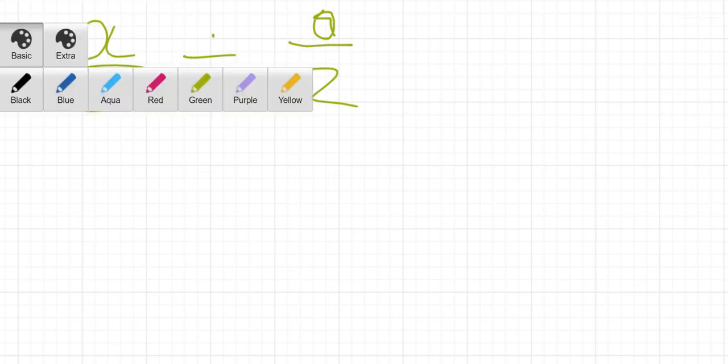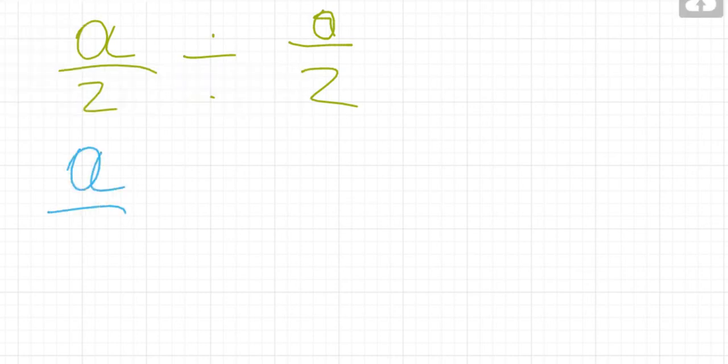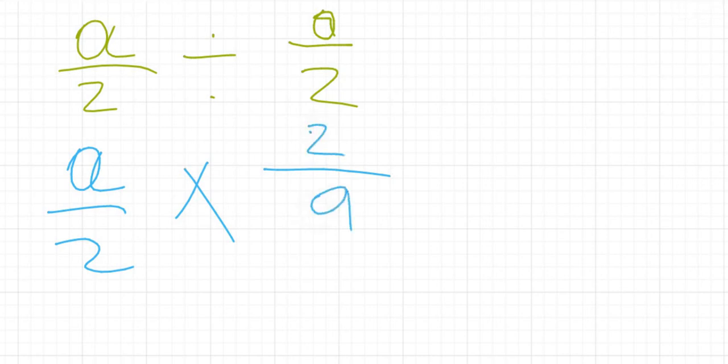So we keep the first fraction, so we say a divided by 2. We change the sign to multiplication and we flip the fraction. So we can now either just go ahead and multiply across, or we could try to cancel. We could reduce the fraction before we multiply, because reducing the fraction helps us to see the answer in a much simpler way than it being complex.